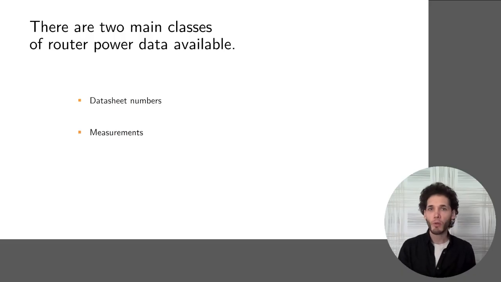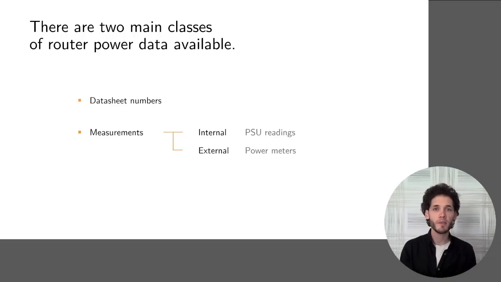Today, and in general, there are two main classes of power data you may find. There is what the datasheet tells you, the datasheet numbers, and measurements you can make. Measurements can be classified into two types. It will be the internal measurements done by the router itself, for example, through the power supply units that read the power they deliver, or external power measurements like a power meter.